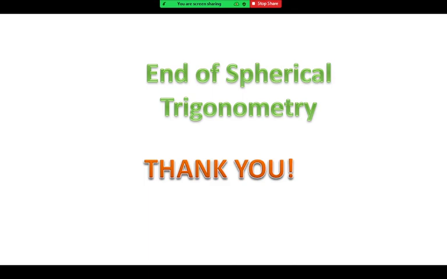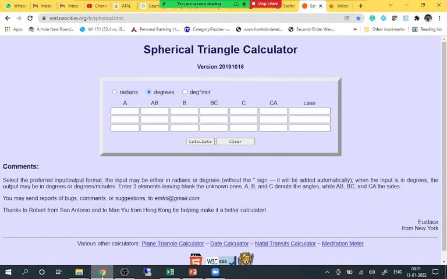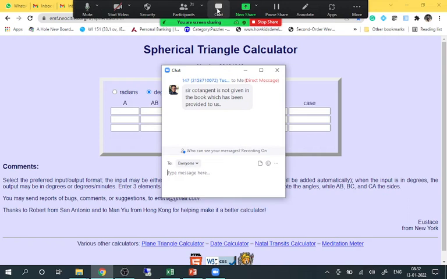So that is the end of spherical trigonometry. But I want to show you one more part here. Yesterday, one of the students asked a question. Has anyone thought on that problem? Is it possible, yes or no? Yes, correct. Just one minute.